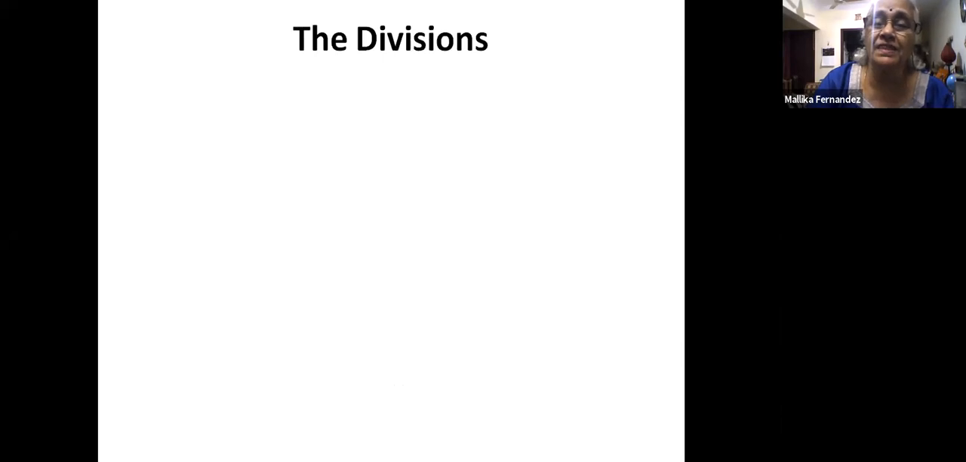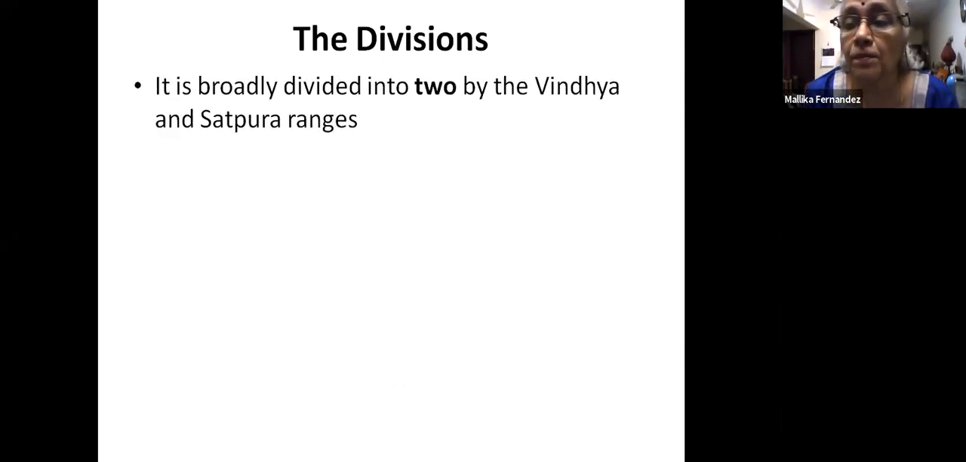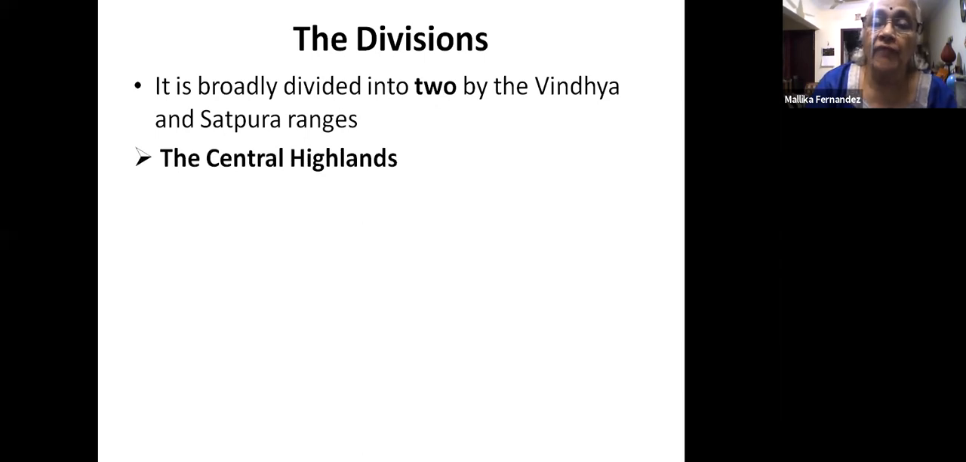Now, the divisions here are extremely complex, and several divisions, right? But broadly, you can divide it into two, right? What are the two divisions? The two divisions are separated by the Vindhya and Satpura ranges. So you have the Central Highlands, which is to the north of Vindhya, and the second division is the Deccan, which is to the south of the Vindhya and Satpura range. So these are the two broad divisions, right? And we can call them two macro areas, because they are not small. They are very, very large, right?